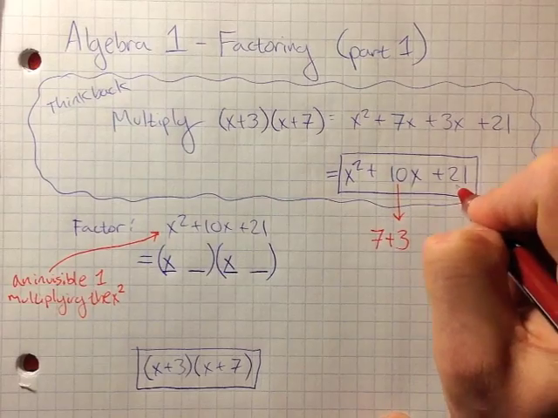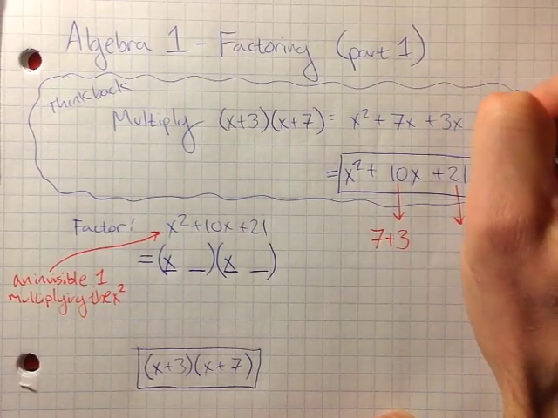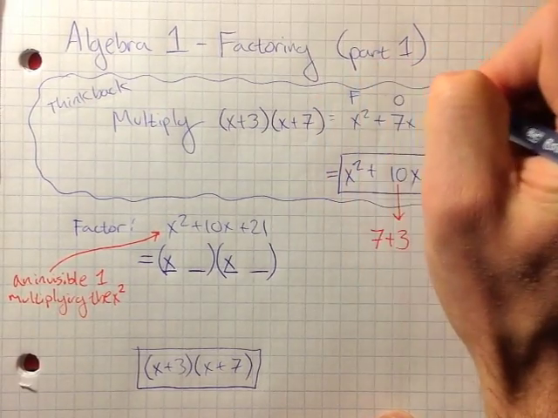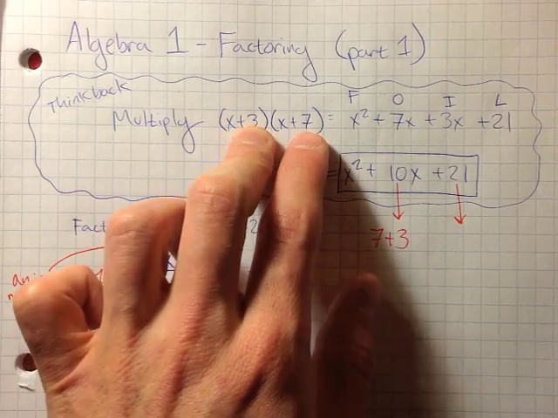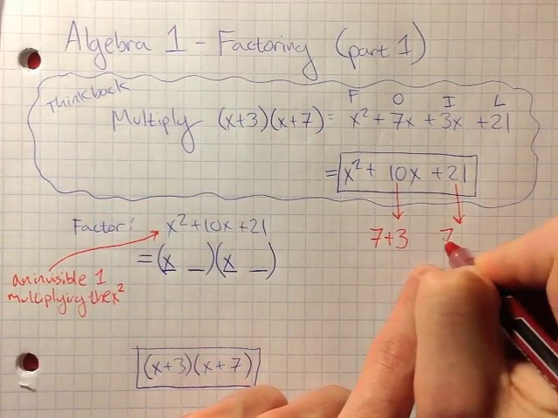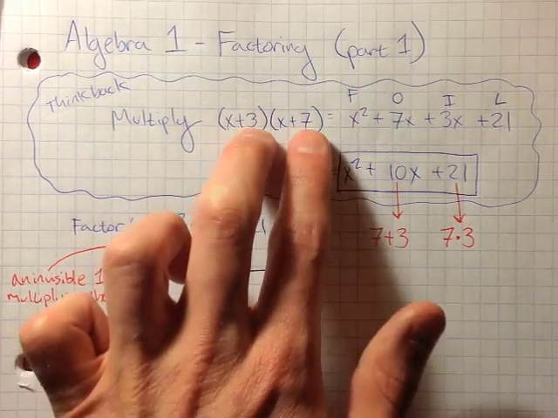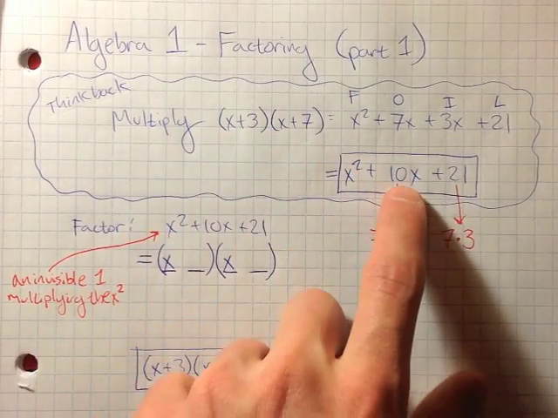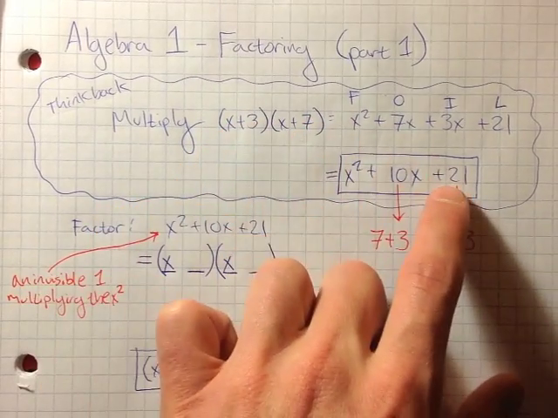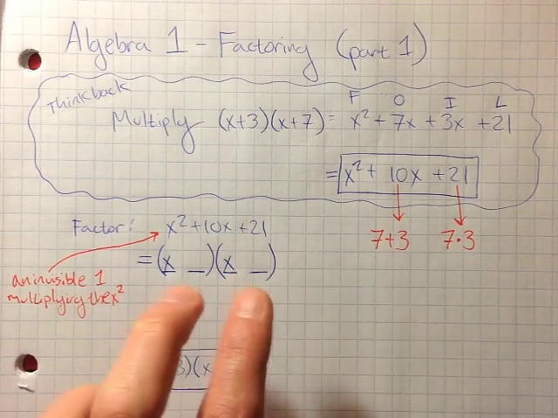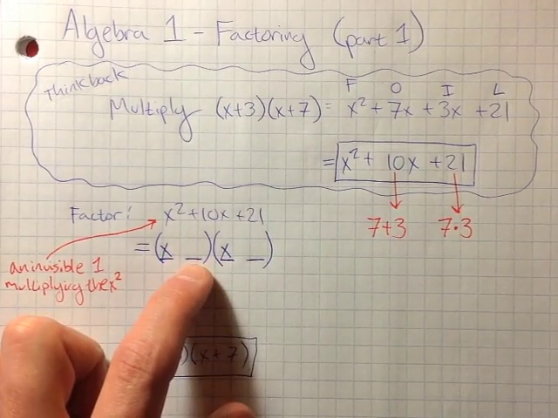Now, how in the world did we find the 21? Well, we found the 21 by using FOIL. Remember? First, outside, inside, last. The 21 was 3 times 7. We're going to flip that around. 7 times 3. So we added the two numbers here to get 10, and we multiplied these numbers to get our 21. And that's exactly how we're going to find out what numbers we stick in these blanks here. Okay?